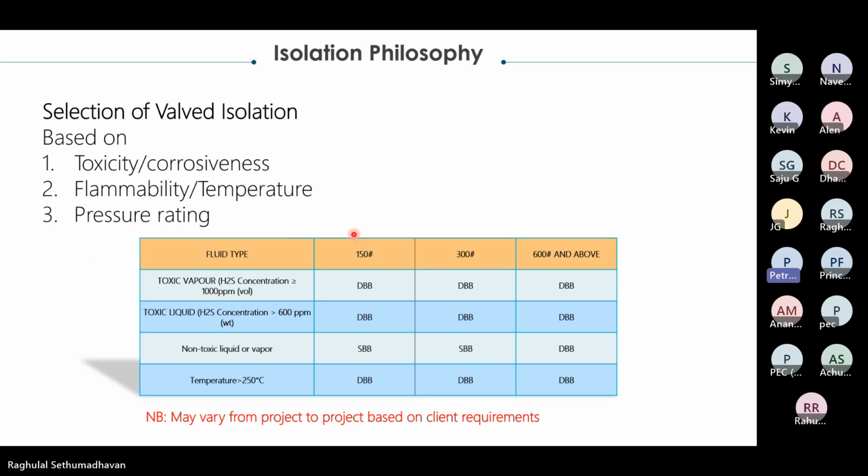Okay, so based on the pressure rating, you can see the table, and also with the toxicity or type of fluid handled, we can have the selection criteria. It will vary. This is a typical example. This will vary from project to project. Okay, generally for high temperature and highly corrosive fluids, we use DBB.